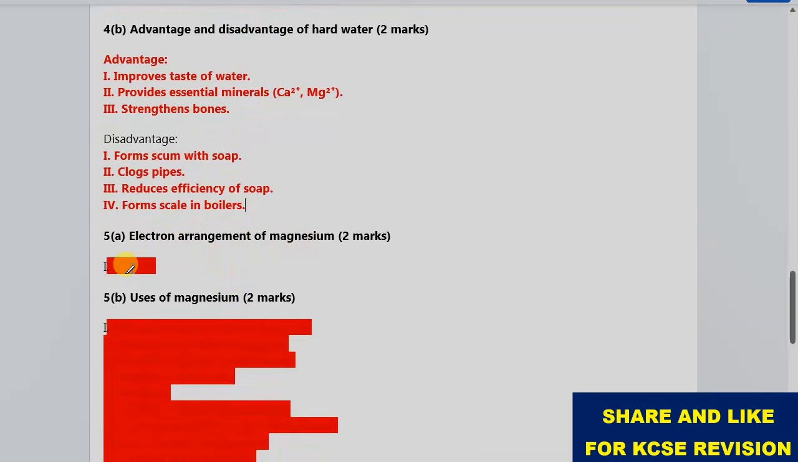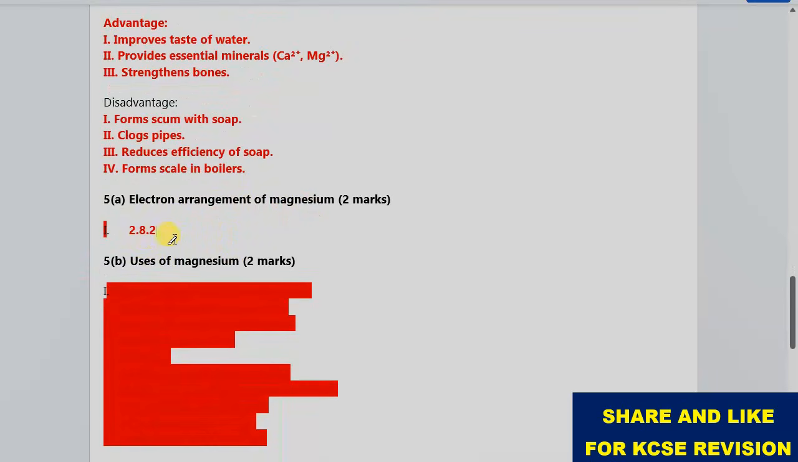Electron arrangement of magnesium. Magnesium is atomic number 12. So the electron arrangement is 2, 8, 2.